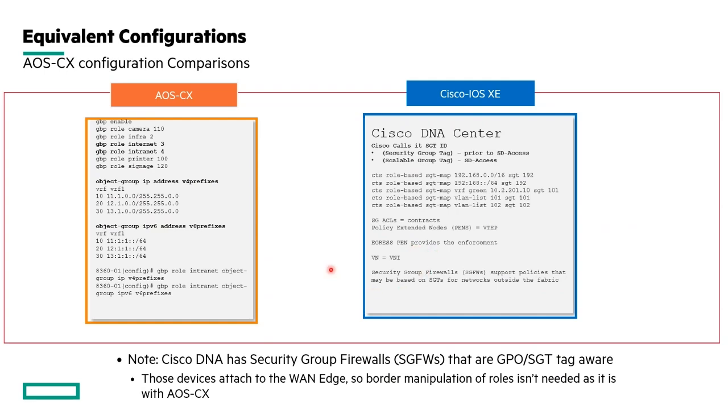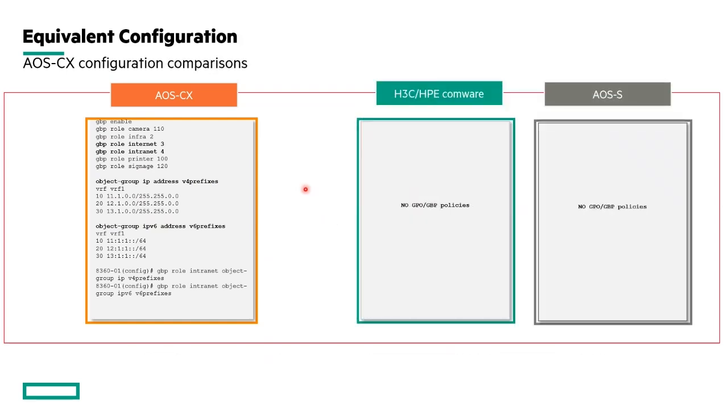One thing of note that is a little bit different as well. We needed to be able to have this capability at the border, but the Cisco equivalent solution with DNA has security group firewalls that are both GPO and SGT tag aware. So these devices attach to the WAN edge, so the border manipulations of the roles aren't needed as is the case with AOS-CX. They just have security gateways that affect the policy decision. That's what's a little bit different about that solution. So as mentioned, no GPO or GBP policies are available with H3C or AOS switch.